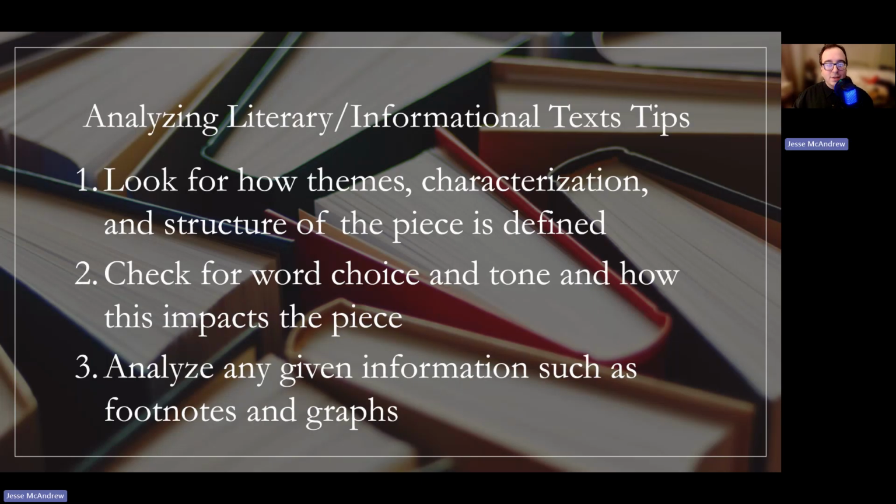The second tip is to check for word choice and tone and how that impacts the piece. This goes along with the previous one, but the main theme for this one is really to analyze the actual choices of words and tone, and this can help impact the piece greatly. For instance, if the tone seems extremely negative overall and pessimistic, that would probably influence what the author is trying to get across.